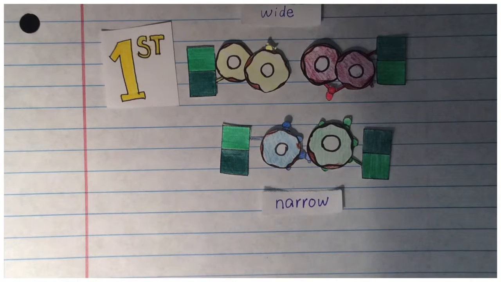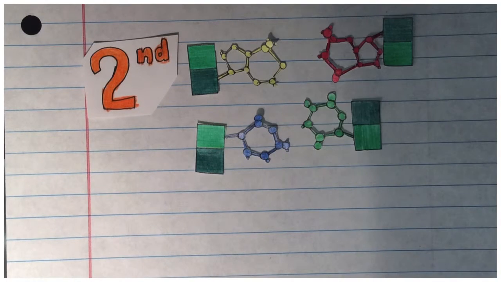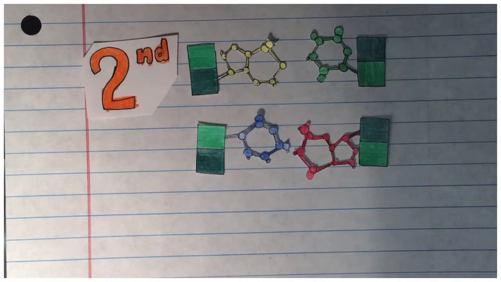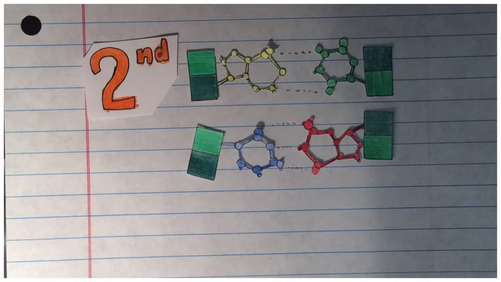The DNA lady won't be as beautiful as now. Second reason is more serious. The way the donuts form is due to their ability to form hydrogen bonds.